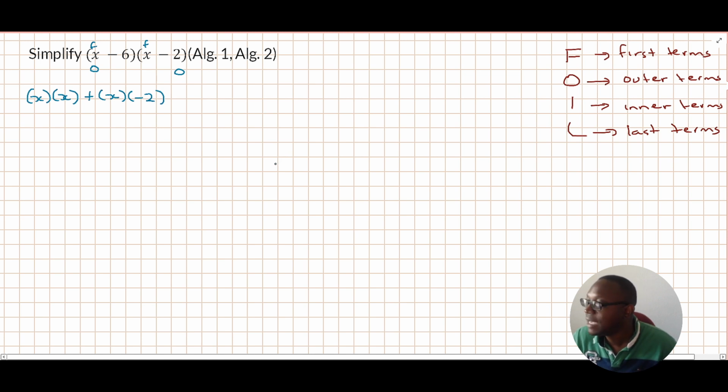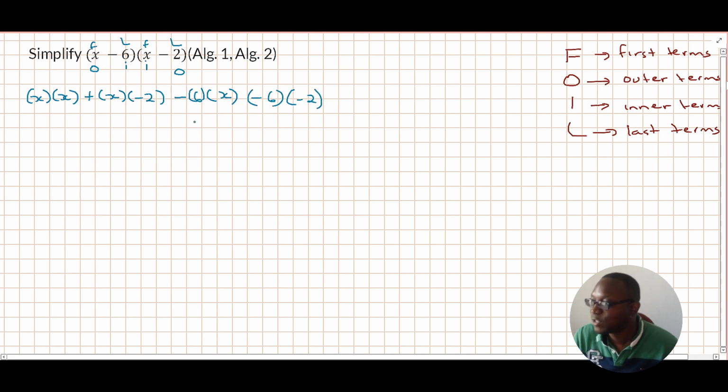And then the inner terms are the ones that are right next to each other. So these are the inner terms. Then this is minus 6 multiplied by x. And then the last terms are these ones right here. So we now have minus 6 multiplied by minus 2, or negative 2. So let's go ahead and simplify.